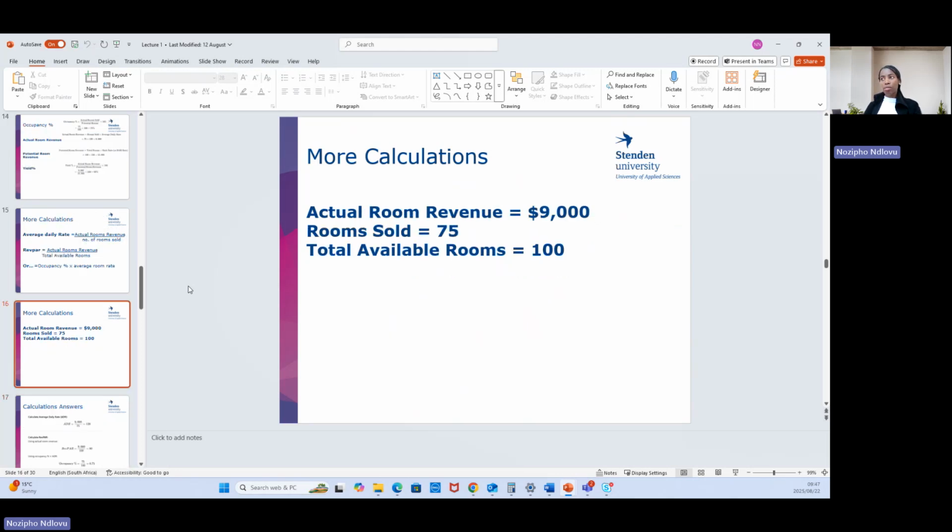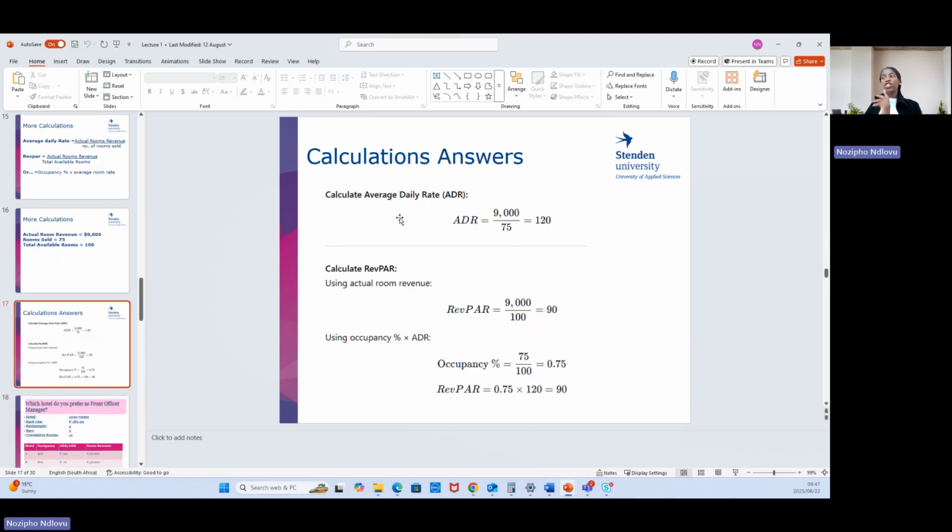So we are given another example here to say the actual room revenue is 9,000. The rooms that are sold, still 75. The total number of rooms is 100. Calculate the average daily rate. Then you say the 9,000 divided by the 75 to get the 120, which takes us back to the original values that you were given. Calculate the RevPAR: 9,000 divided by 100, which is the total number of rooms, then you get the 90. Then the occupancy times ADR will still give you the same amount.